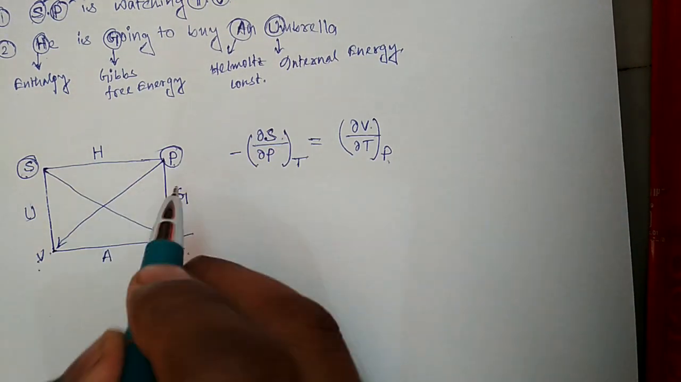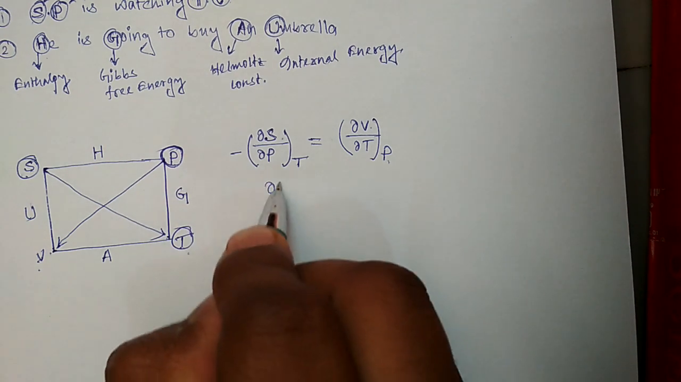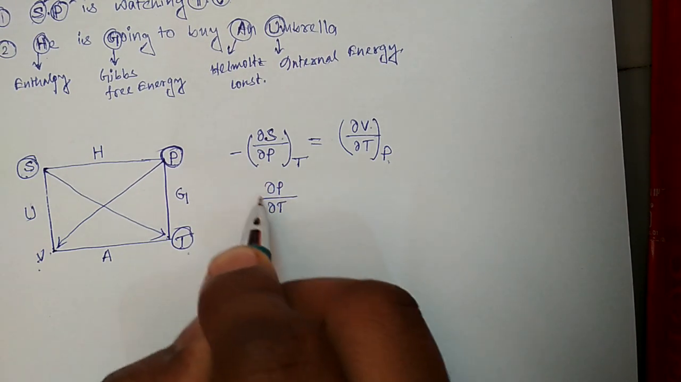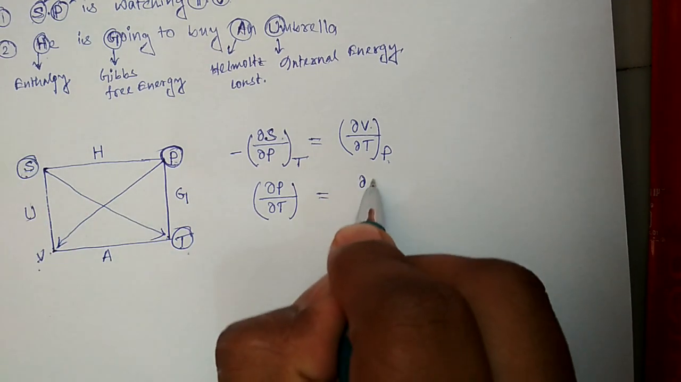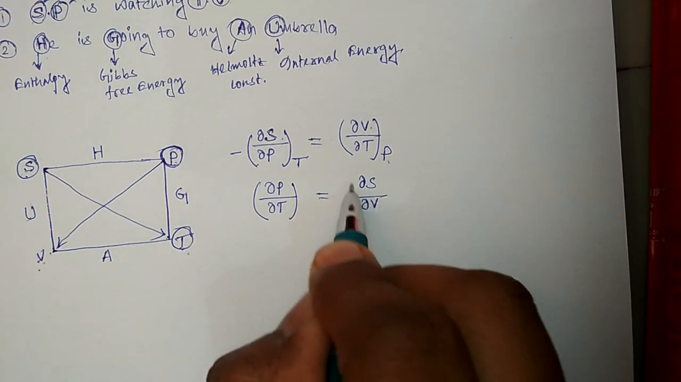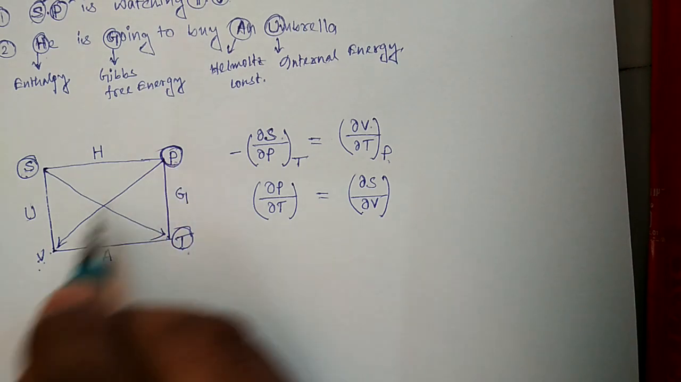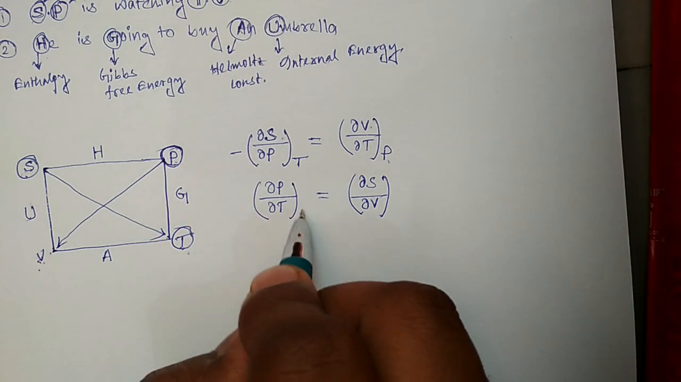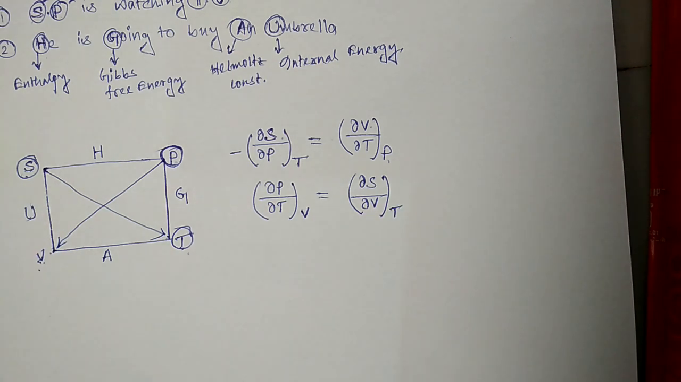Now the second one, we need to take P and T. That is del P by del T is equal to, what is the opposite of P? Opposite of P is equal to S, that is del S. And opposite of T is equal to V, so del V. Now what is the opposite corner of P? Opposite corner of P is equal to V, that is constant volume. And opposite corner of S is equal to T, that is constant temperature.